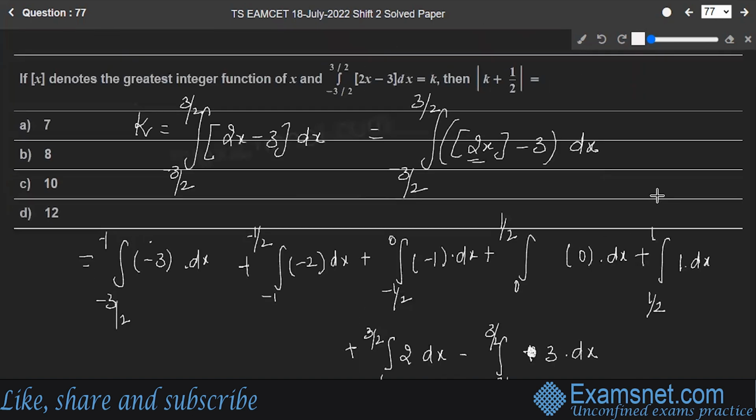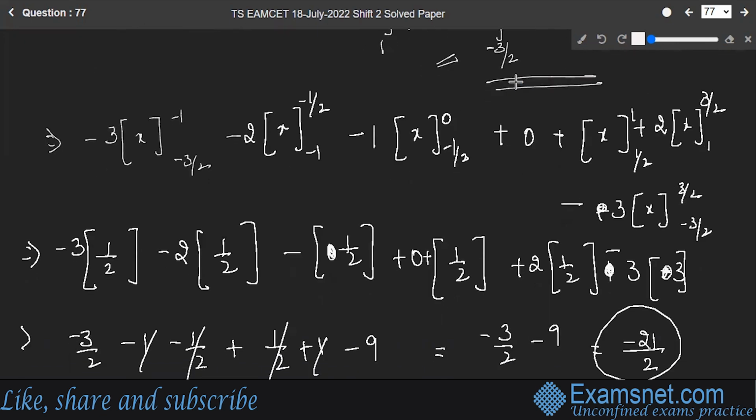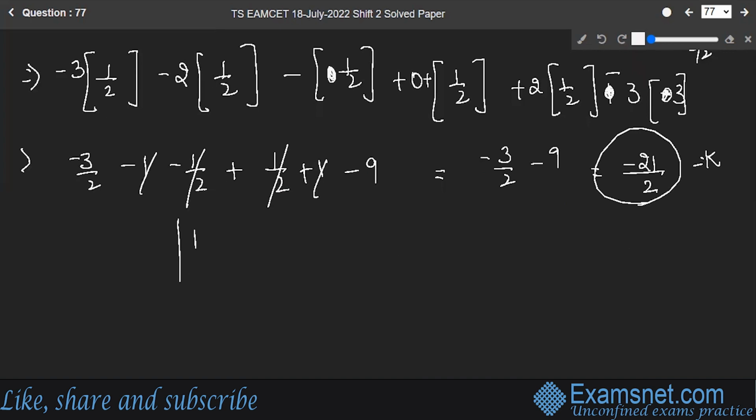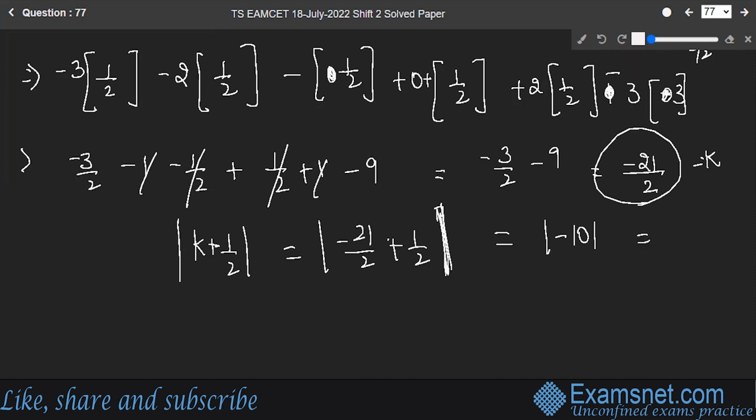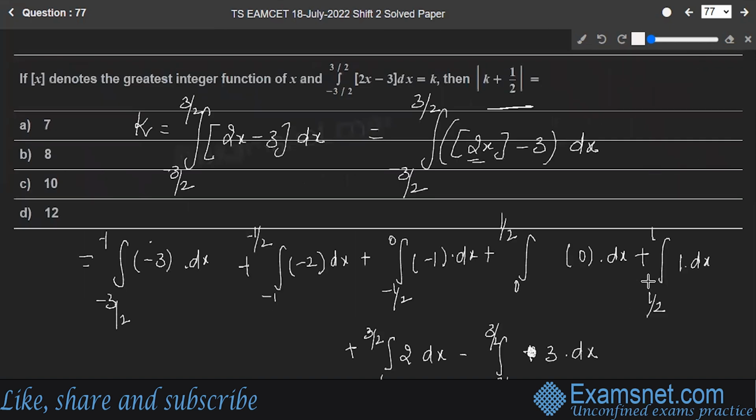Okay. So next we have to find out the modulus of k plus 1 by 2. This was all equal to k. The modulus of k plus 1 by 2, that is minus this. This is going to give me minus 10, or 10 will be the answer. Right? Option C is the correct answer. Hope you understood this question. Let's move to the next question then.